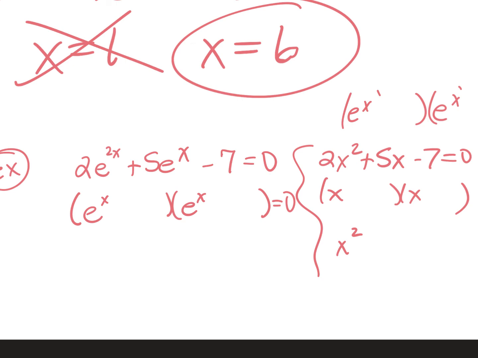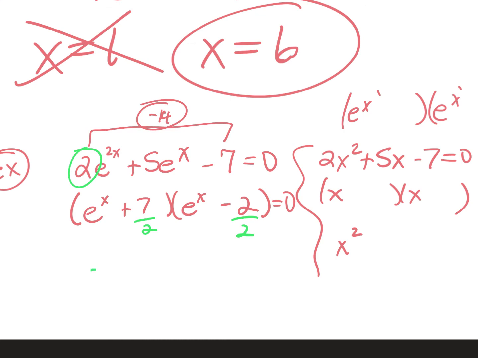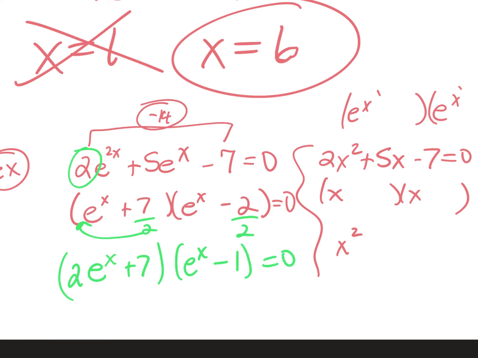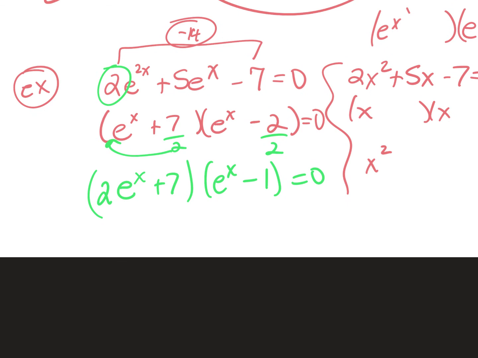Now we solve it the same way we've done all of these problems. A times c. What's 2 times negative 7? Negative 14. What multiplies to give me negative 14, but adds to give me 5? 7 and negative 2. All right, so plus 7 minus 2. Is my a term 1? No. So what do I do with the 2? Divide both by 2. So you have e to the x, you have 2e to the x plus 7, right? This 2 comes out here. And then you have e to the x minus 1. Agreed? Equals 0.